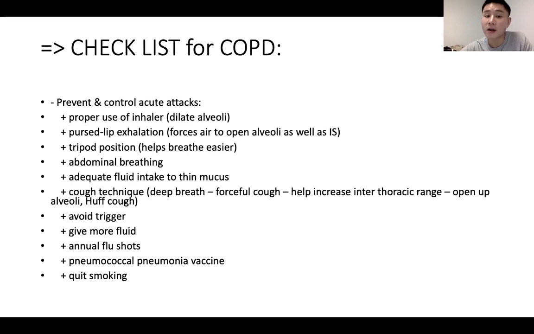We have to teach them the cough technique, including deep breath and forceful cough, which help increase intrathoracic pressure and open up the alveoli, and huff cough. Huff cough is basically they say the word huff when they cough. It will facilitate the removal of more secretions when they say that. Avoid triggers, give more fluid. COPD patients should have an annual flu shot, they need the pneumococcal pneumonia vaccine, and they have to quit smoking.